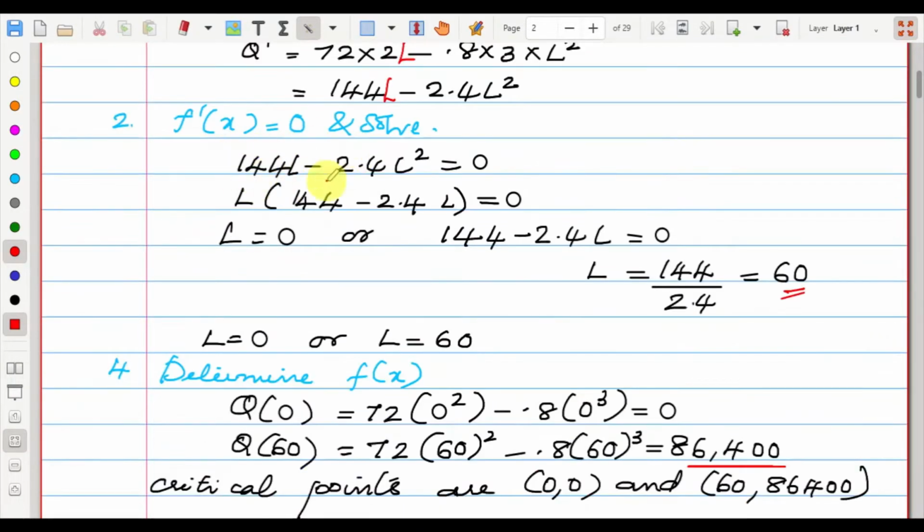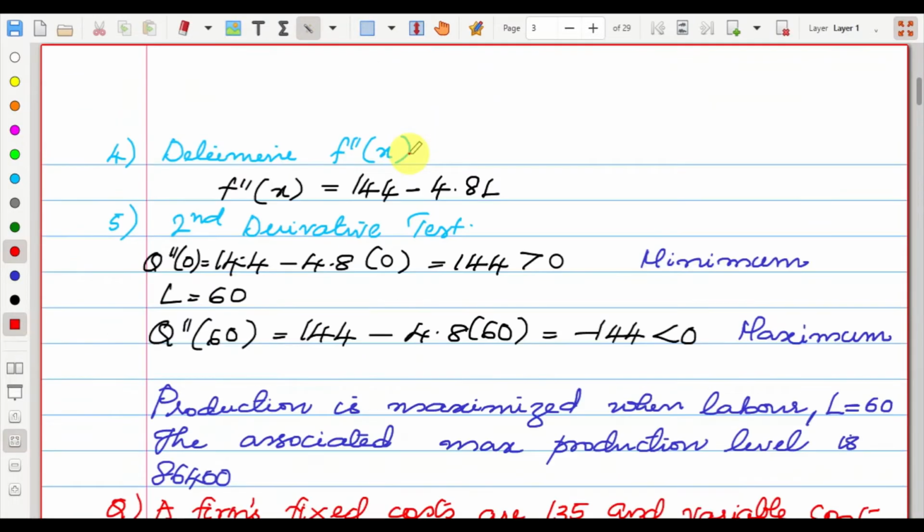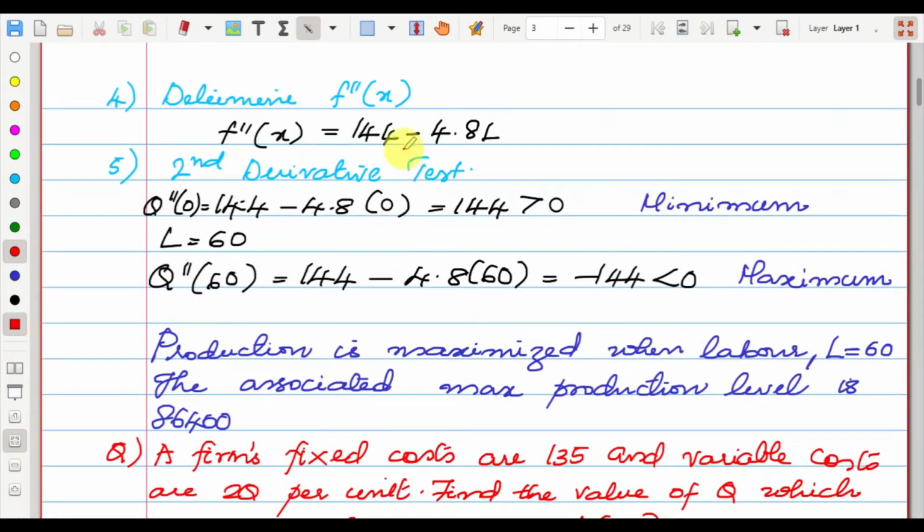Now we need to find the second derivative. We differentiate 144 L minus 2.4 L square, which gives 144 minus 4.8 into L. So we need to do the second derivative test. q double dash of 0 equal to 144 minus 4.8 into 0, that is equal to 144, which is greater than 0. Since it is greater than 0, this point will be a minimum.